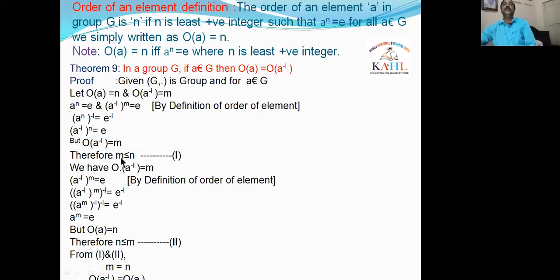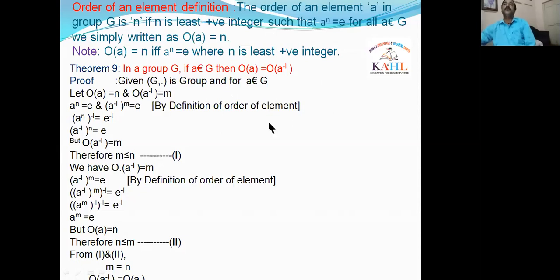From 1, m is less than or equal to n. From 2, n is less than or equal to m. That means m is equal to n. What is m? Order of A inverse. What is n? Order of A. That means order of A is equal to order of A inverse. That was proven.